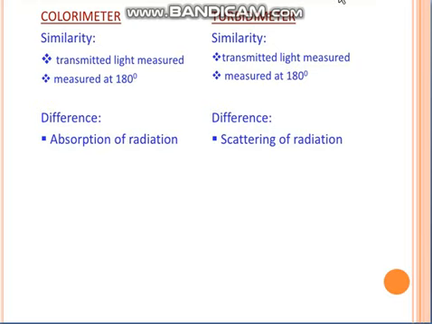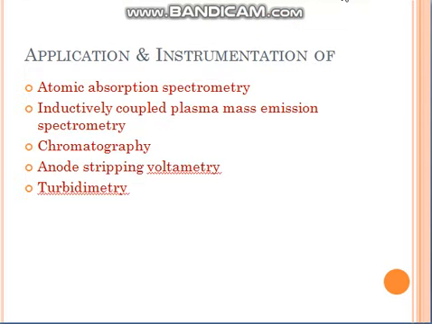Now, turbidimetry is very similar to colorimetry, and here the similarities are shown, and the difference is that the principle in case of colorimeter is absorption of radiation, while the principle of turbidimeter states that scattering of light radiation is the base. So for all these techniques, you all need to know a little bit of introduction of the topic, and then the principle and the application of the instruments.